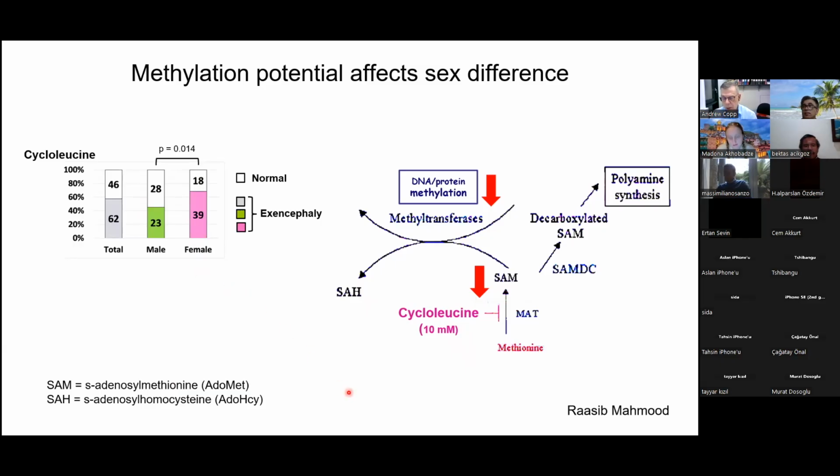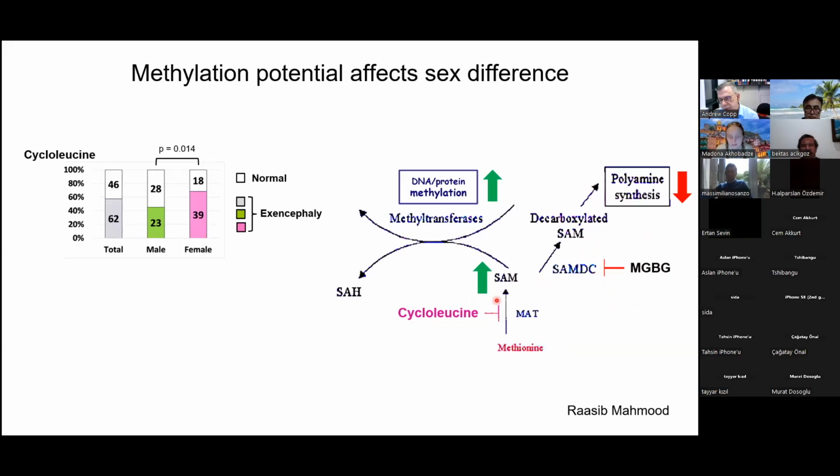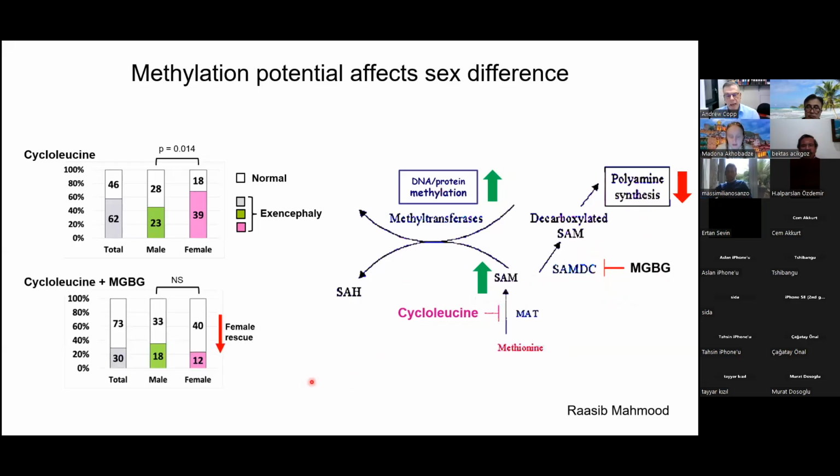So then we wanted to do a rescue experiment. We thought, well, this pathway here is taking away some of the SAM for another purpose, polyamine synthesis. So if we could block this enzyme with an inhibitor, which we had, we could then restore the SAM and restore the methylation. And so we did this, and lo and behold, the frequency of neural tube defects was reduced, but the females were specifically rescued by this. So this gave us a lot of evidence that the X inactivation and using up a lot of methyl groups is actually likely to be correct.